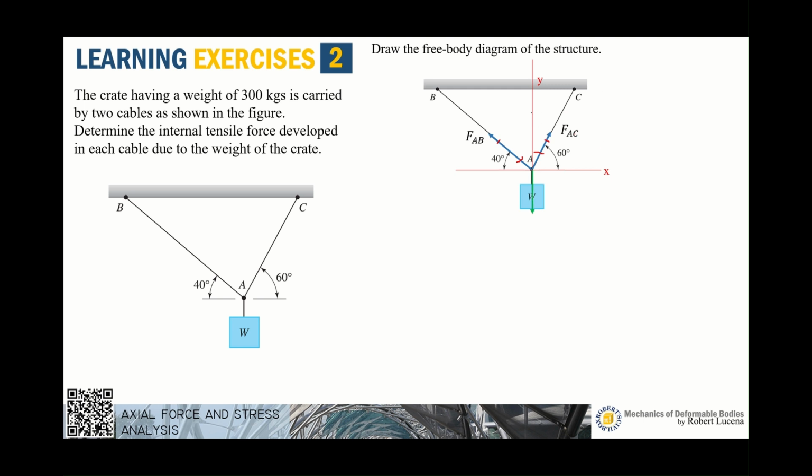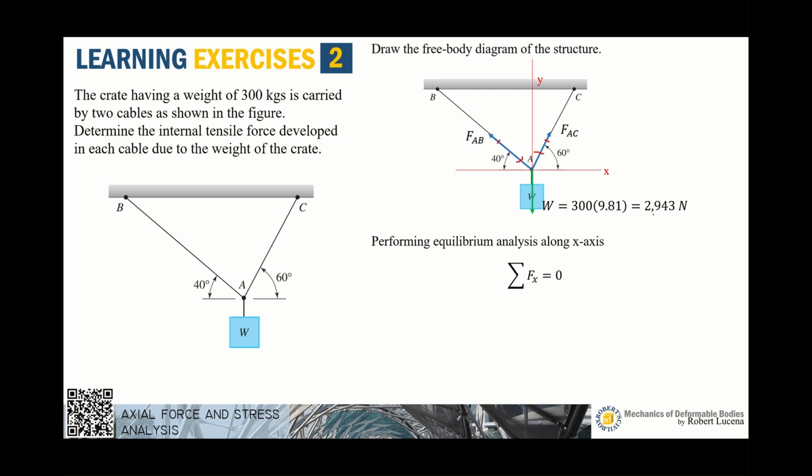So we can use summation of forces along y and summation of forces along x, but you can see that we'll have two equations and two unknowns for this one. Later on, we'll see. So let's draw now the weight. The weight is equal to 300 multiplied by 9.81, which is the gravity. So you have 2,943.